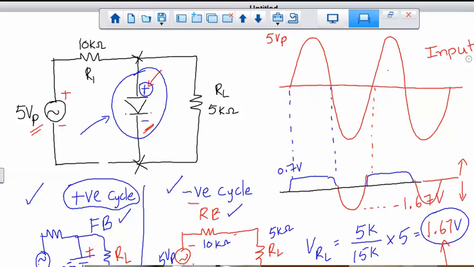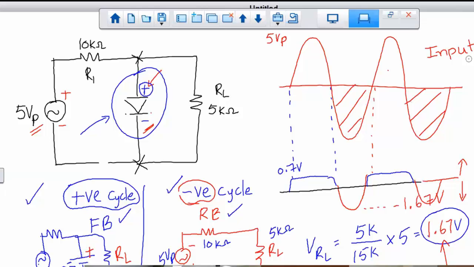Now when you're dealing with the negative cycle, the diode becomes reverse bias. Reverse bias means it is open. So when it is open, you remove that diode altogether. Now you use the voltage divider to find what that voltage level is. Since it came out to be 1.67 and you are under the negative cycle, it would be negative 1.67. That means whenever you see the negative cycle, it will be negative 1.67. Whenever you see the positive cycle, it would be 0.7.